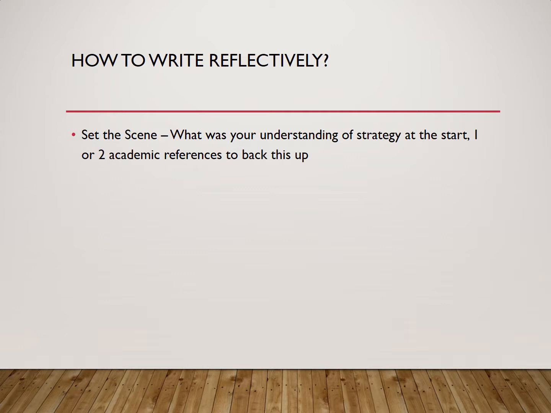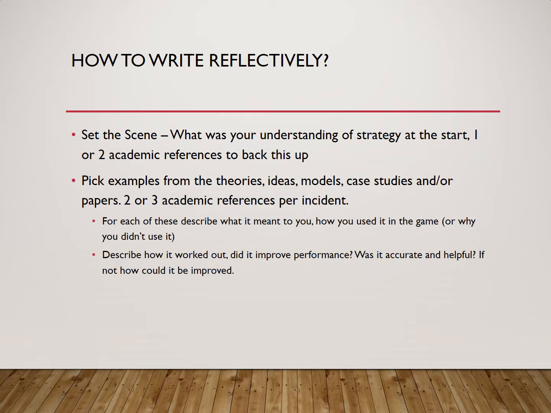I want to see if your ideas are changing, if we're starting to make you see strategy as a more creative process, perhaps less of a modular, theoretical, economic, mathematical process. And then, having said what you thought it was at the beginning, pick examples from the theories, ideas, models, cases, papers, games, whatever you've done through the course. Try and back it up with maybe two or three academic reasons to help discuss and talk about it.